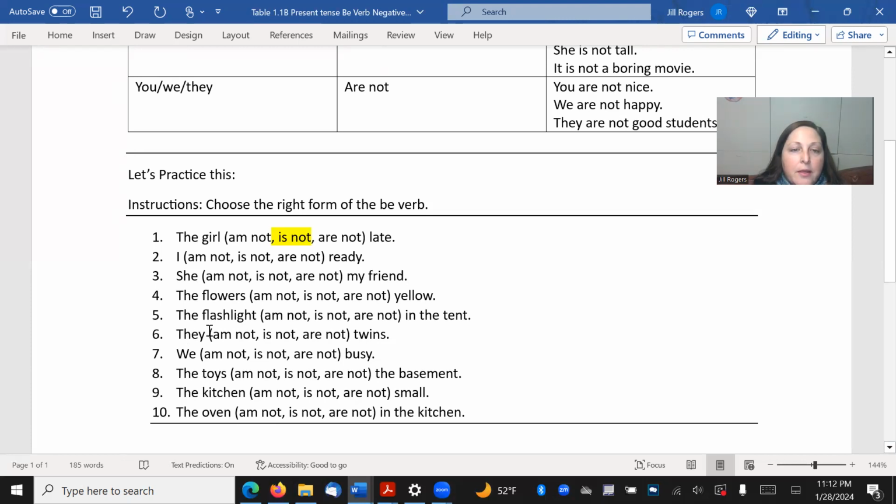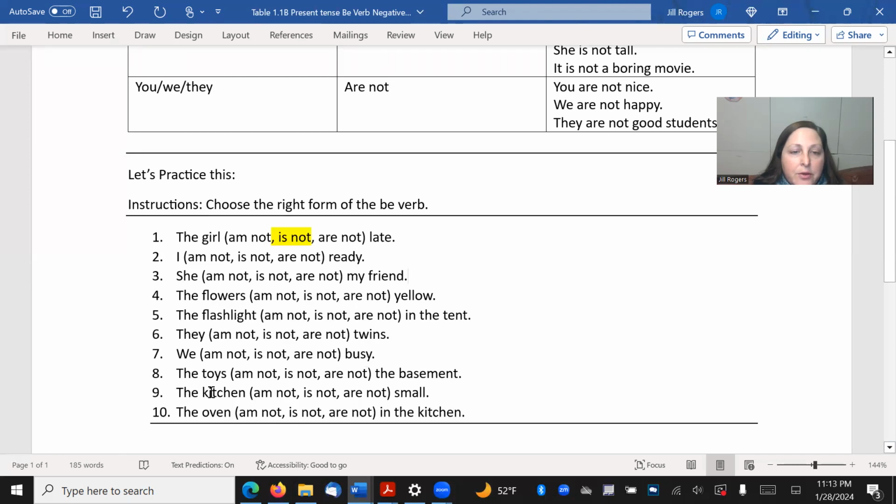Number 5, the flashlight am not in the tent. The flashlight is not in the tent. The flashlight are not in the tent. Number 6, they am not twins. They is not twins. They are not twins. Number 7, we am not busy. We is not busy. We are not busy.